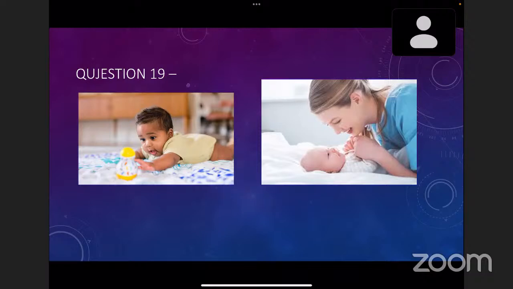So the other two developments are vision and hearing. In vision, here you are seeing a child who is trying to grab that object. He knows that the object is there, his hand is there. So the child is around 4 months, right?